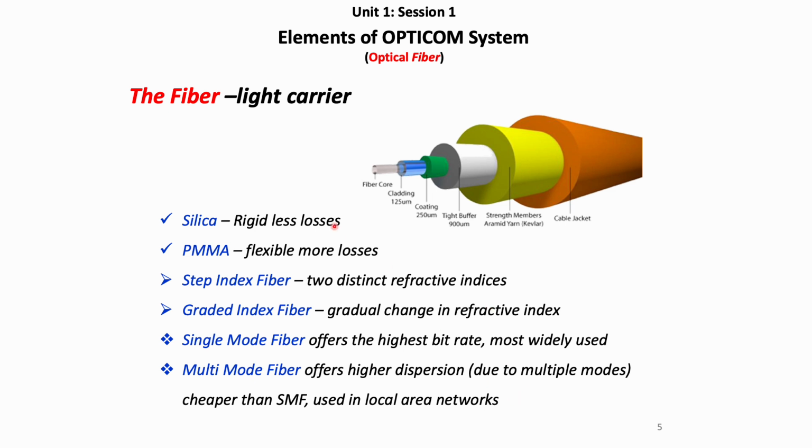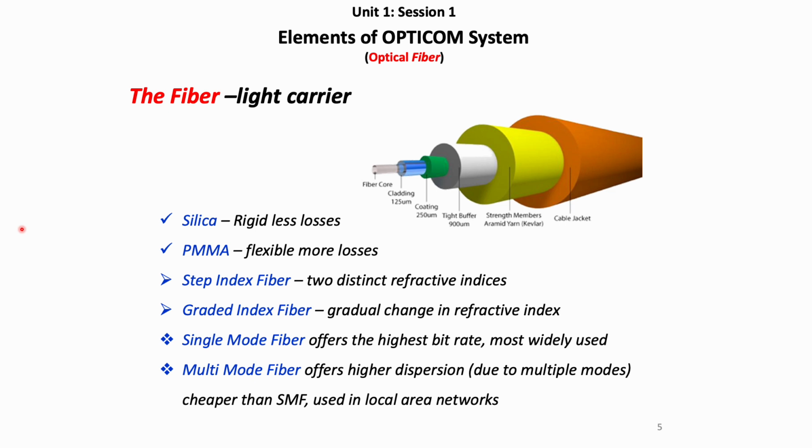Okay, in this diagram we can see the core. The core is the very important part that propagates the light, and it is surrounded by the cladding. Based on the core and cladding we can say how effectively and efficiently the light has been propagated. It is entirely based on the core and the cladding. The remaining things, coating, tight buffers, strength members and cable jackets, are externally added protective members that give protection to the core and the cladding.